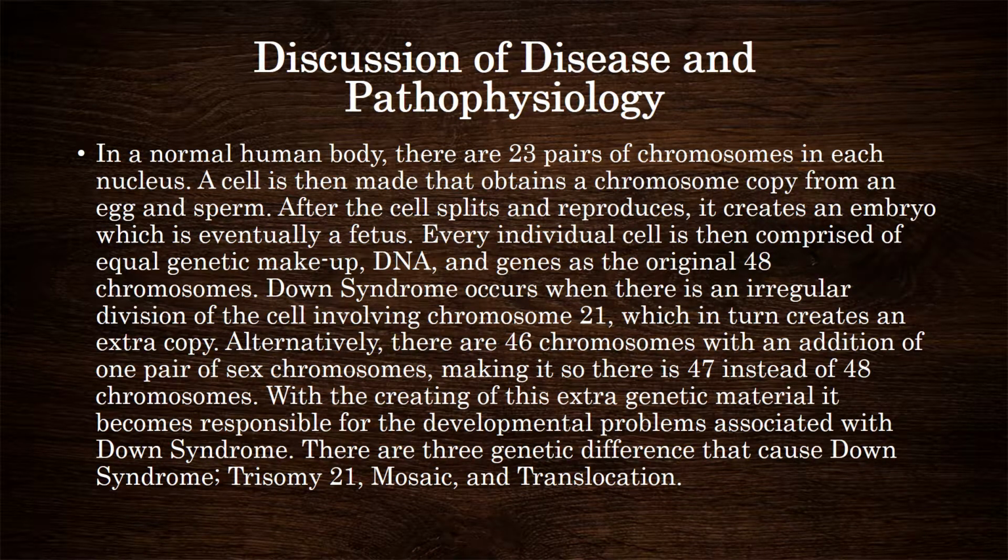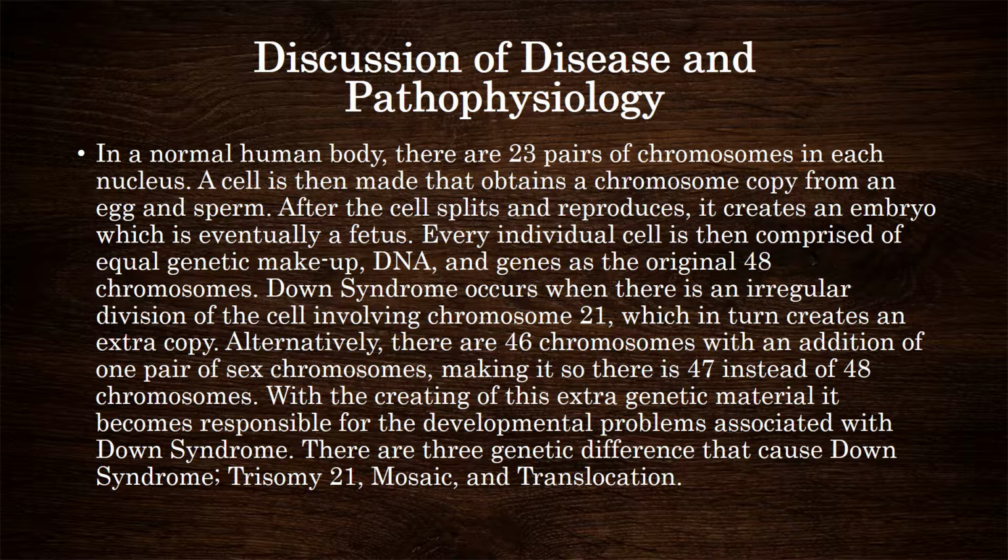In a normal human body, there are 23 pairs of chromosomes in each nucleus. A cell is then made that obtains a chromosome copy from an egg and a sperm. After the cell splits and reproduces, it creates an embryo, which is eventually a fetus. Every individual cell is then comprised of equal genetic makeup, DNA, and genes as the original 46 chromosomes.